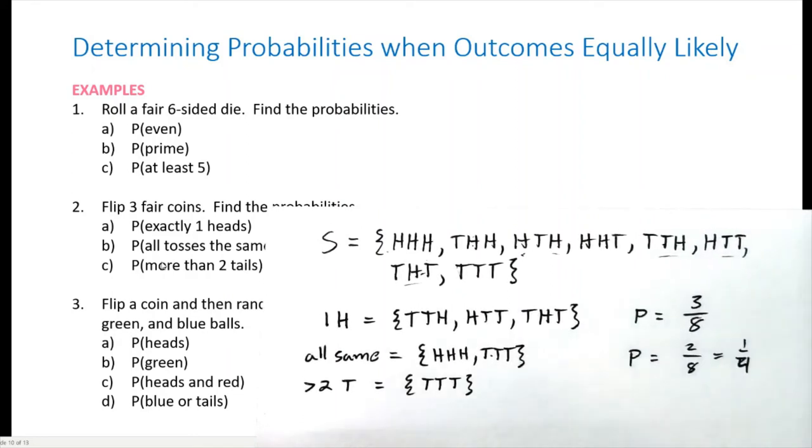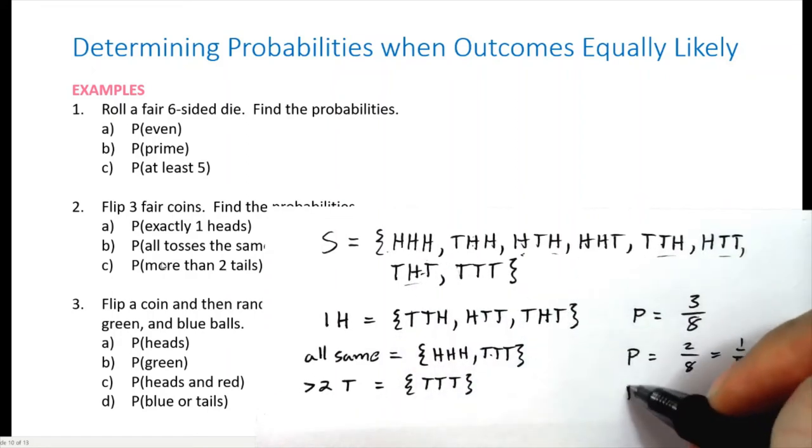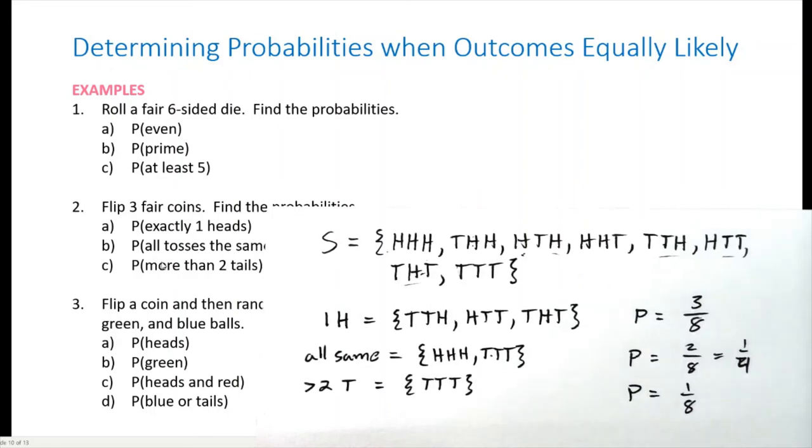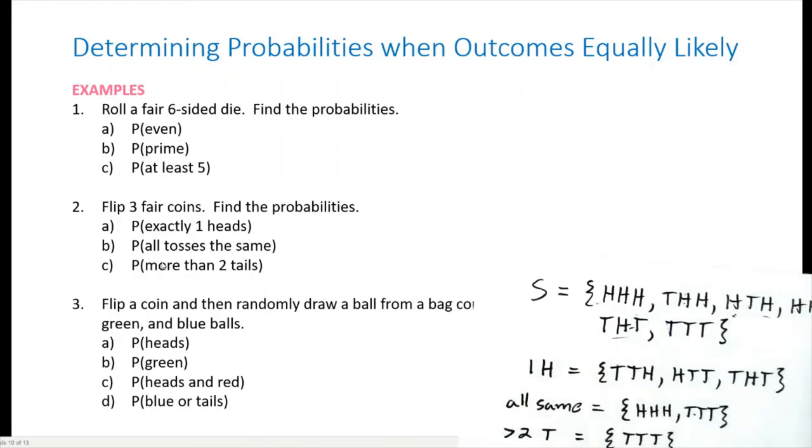Sorry for my sloppiness. Greater than 2 tails, right? Well, there's only 1 way to do it, and there's 8 things in the sample space. So the probability is 1/8. Okay, so we're just counting and dividing. That's all we're doing.